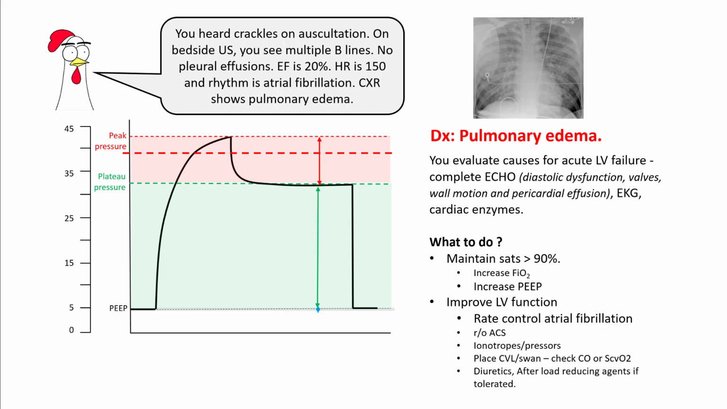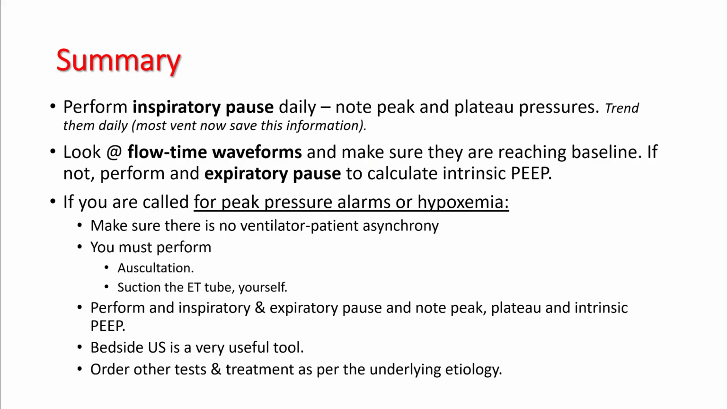For the improvement of left ventricle function, make sure that your rates are well controlled. Rule out acute coronary syndromes. You can use pressors or inotropes as required. You can decide to place a central line or Swan to monitor cardiac output or central venous oxygen sats. You can use diuretics and afterload reducing agents as tolerated by the patient.